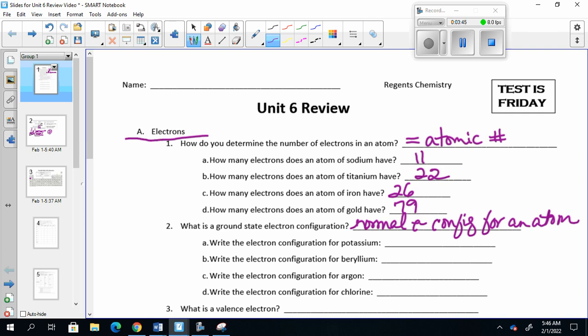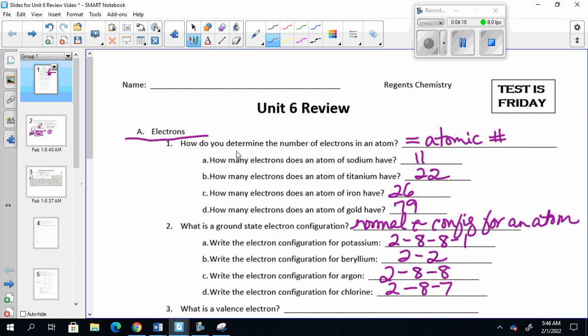Potassium is element K, so it goes 2, 8, 8, 1. Beryllium is Be, so it's 2-2. Argon is element 18, so it's 2, 8, 8. And again, I'm just looking under the symbol, under the atomic number for the electron configuration. And then chlorine is 2, 8, 7.